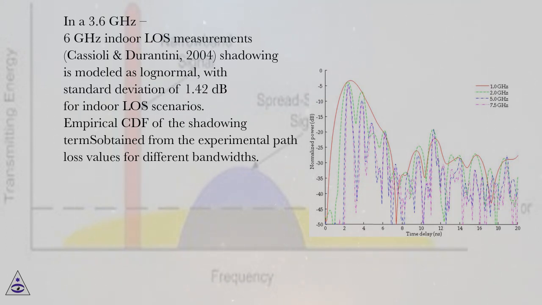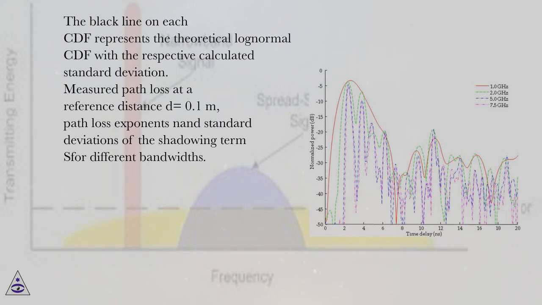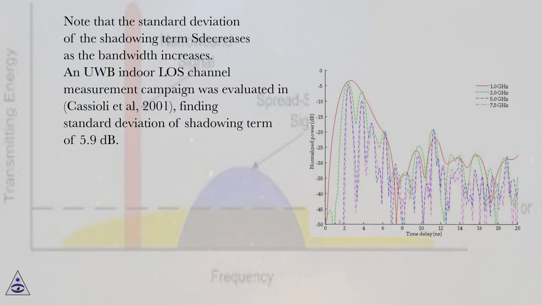Empirical CDF of the shadowing terms obtained from the experimental path loss values for different bandwidths. The black line on each CDF represents the theoretical log normal CDF with the respective calculated standard deviation. Measured path loss at a reference distance d equals 0.1 meters, path loss exponents and standard deviations of the shadowing terms for different bandwidths. Note that the standard deviation of the shadowing terms decreases as the bandwidth increases.